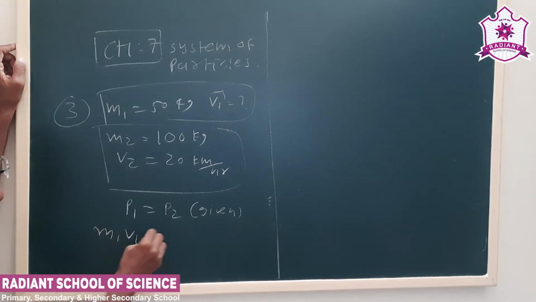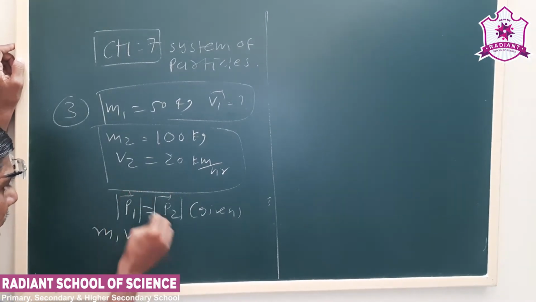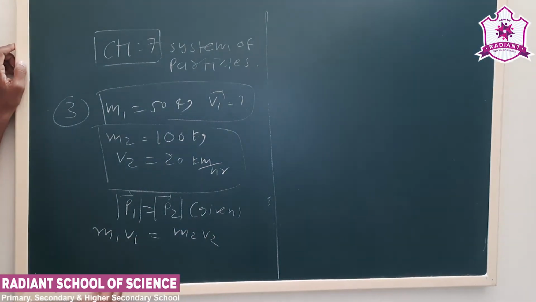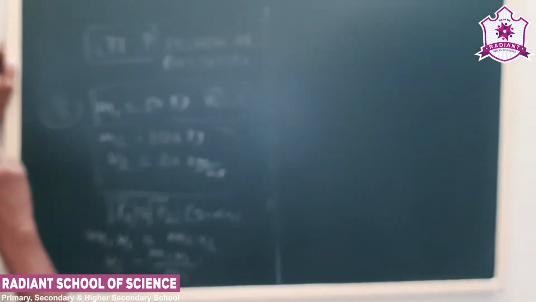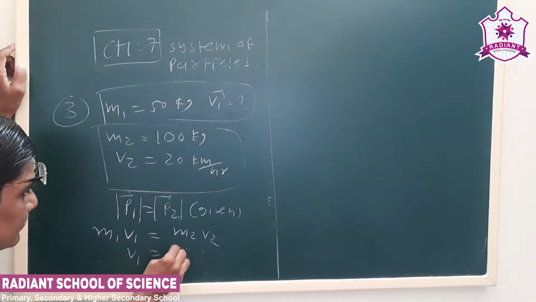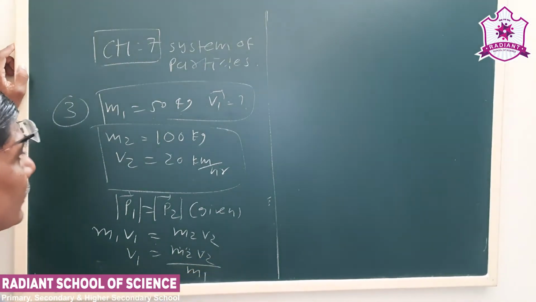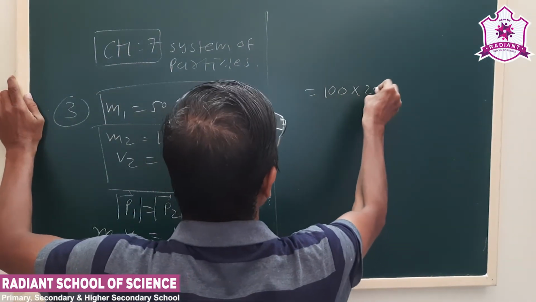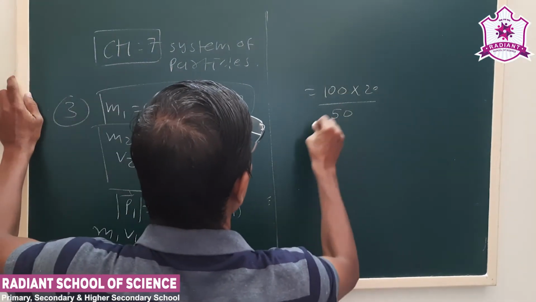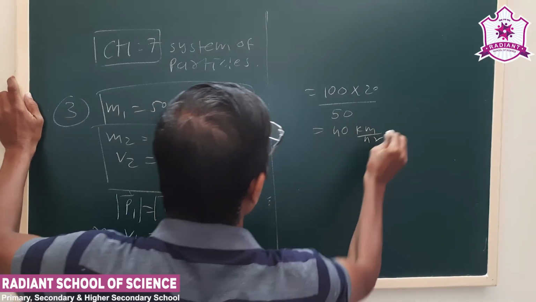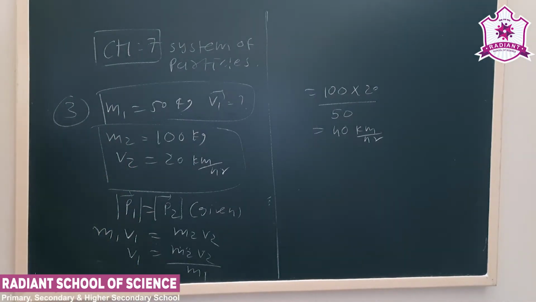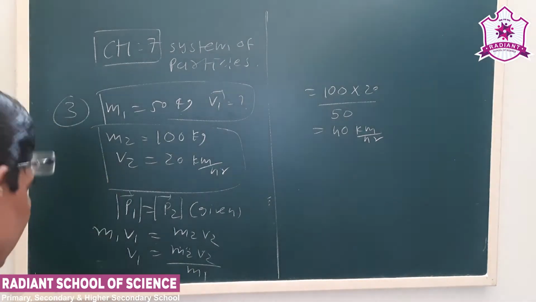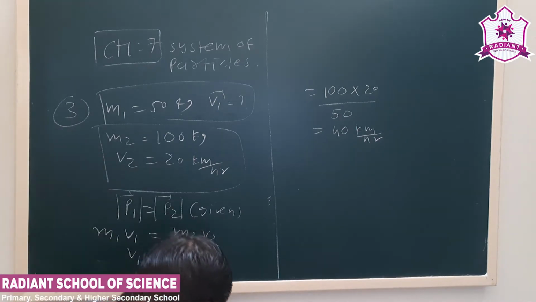Now P1 is m1 v1, and P2 is m2 v2. So v1 we can find out as m2 v2 upon m1. Here m2 is 100, v2 is 20, and mass m1 is 50. Here we do not convert to meter per second. Since the momentum of the two objects is equal, we use the formula m1 v1 is m2 v2. Now see the next MCQ.